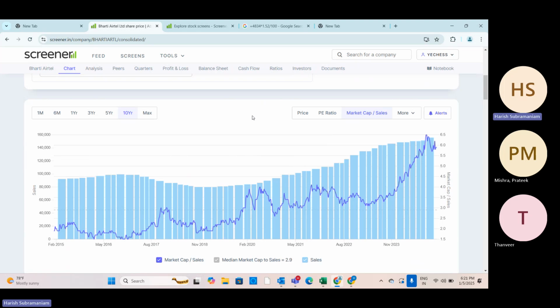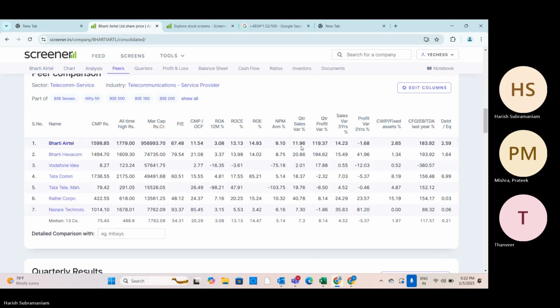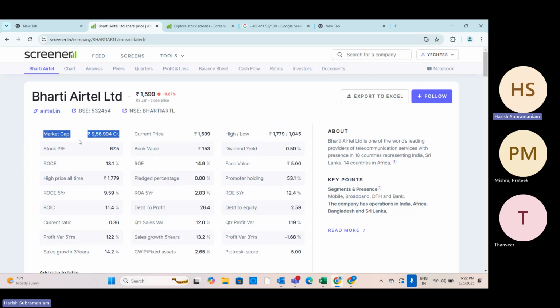And you see over here, the valuation of Airtel, like market cap to sale, is one more way of valuing a stock, right? What is the market cap? The market capitalization is this much. This is nothing but number of shares into price per share. That total value is this 9.56 lakh crore.